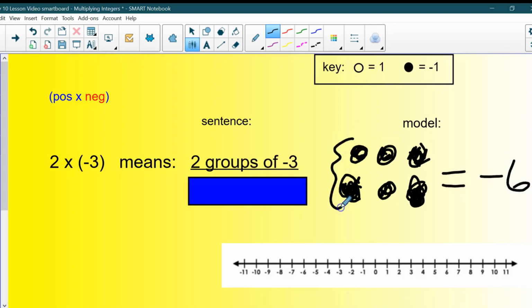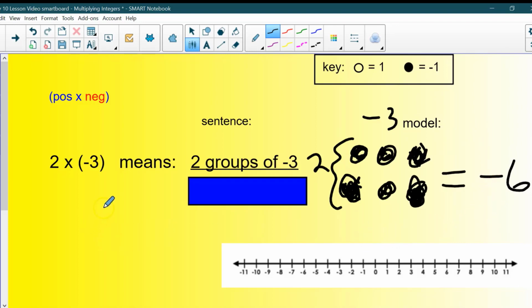So here's still our two groups, right? But in this case, it's -3. So it's sort of saying if two people owed $3, how much would they owe altogether? They would owe $6. Now, how are we going to show that with the number line?